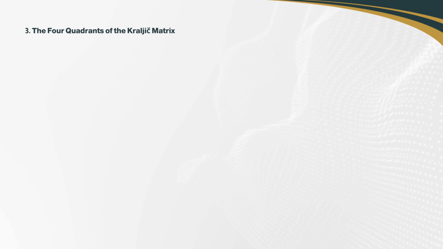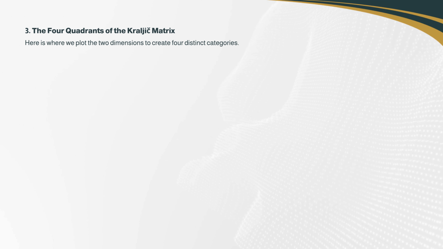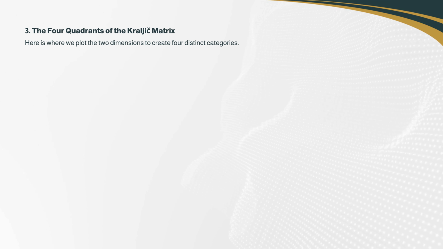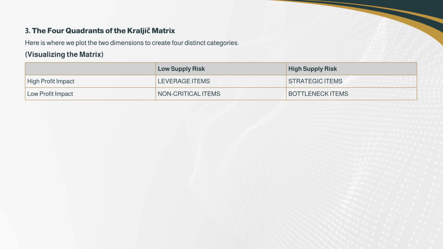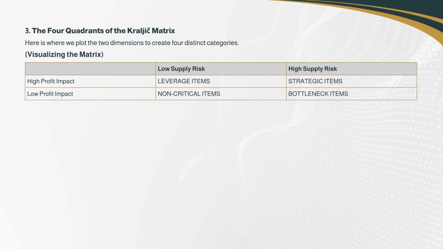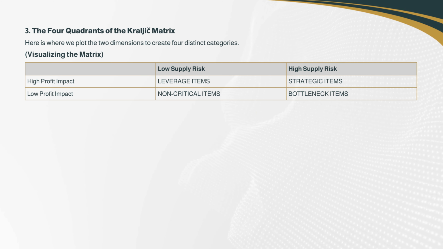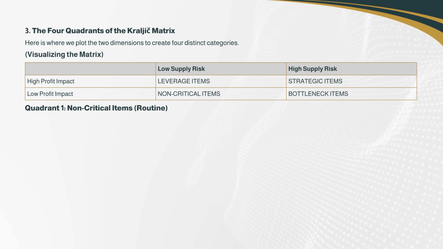3. The 4 quadrants of the Kraljič Matrix. Here's where we plot the two dimensions to create 4 distinct categories. Visualizing the matrix: low supply risk, high supply risk; high profit impact, leverage items, strategic items; low profit impact, non-critical items, bottleneck items.